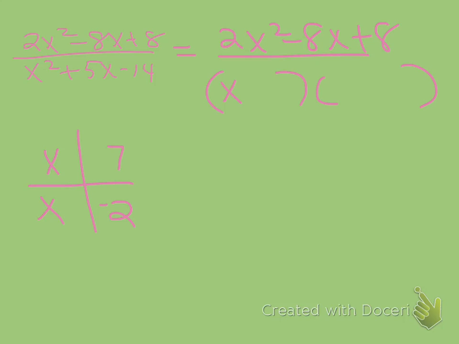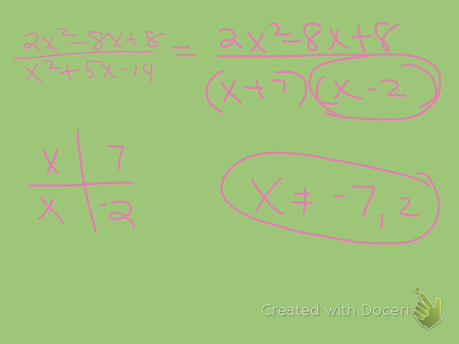Plus 5. No. Plus 7. Good. And then x minus 2. Okay, so now, what makes this become 0? -7. Okay, so x cannot be -7. And what makes this become 0? +2. Okay, so these would be our excluded values.